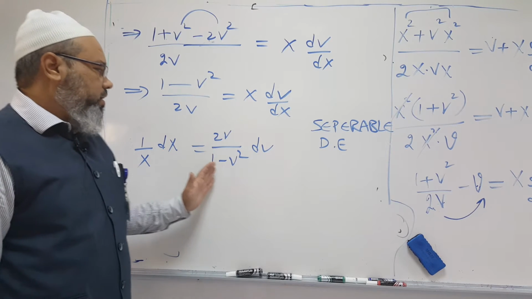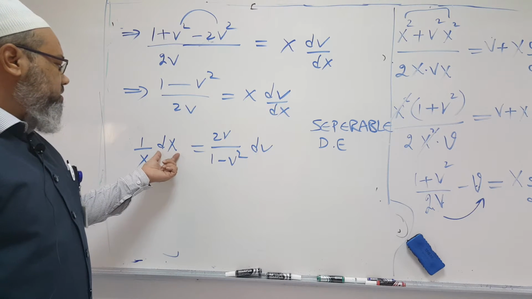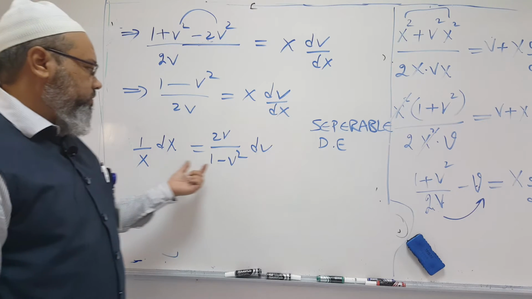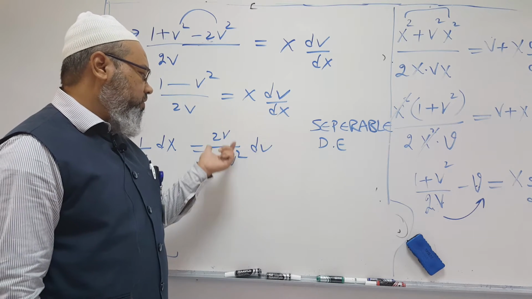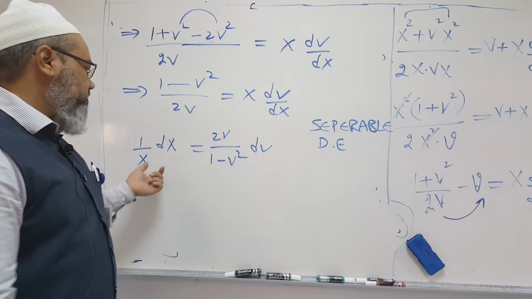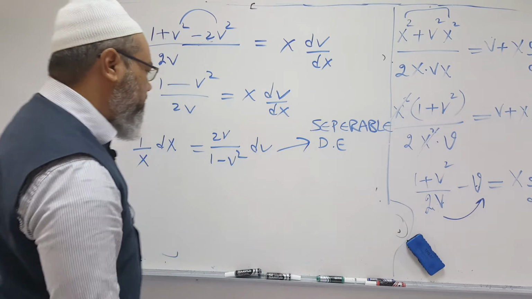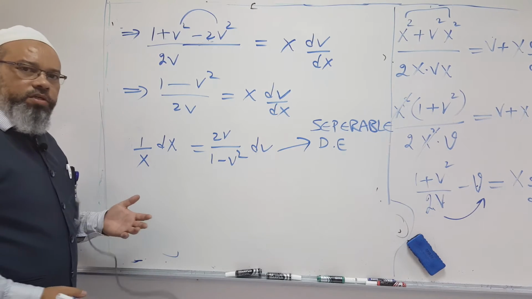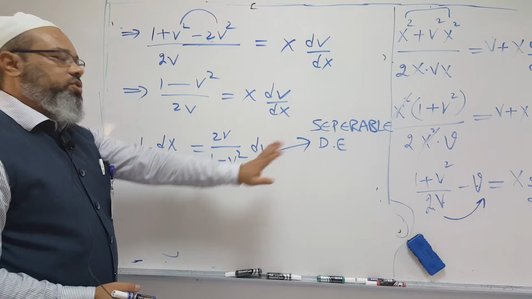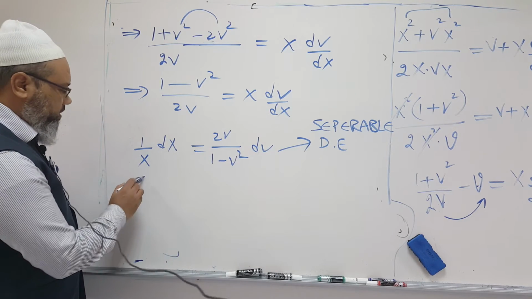So this is very clear now. This is dx with all functions of x, dv with all functions of v. So dv with functions of v, dx with functions of x, this is the separable differential equation. So we know how to find the general solution of a separable differential equation: just integrate both sides. Integral.